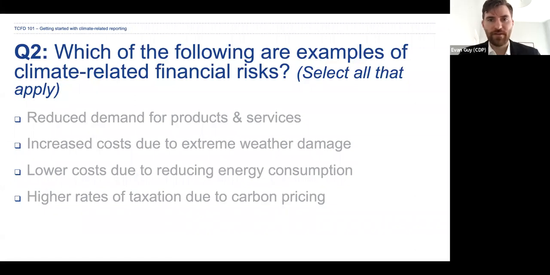And then higher rates of taxation due to carbon pricing. Most of you also got that, which is great. This is also an example of a climate transition risk. So great that you got that. A few of you did select that third one, which is lower cost due to reducing energy consumption. That's an important consideration for businesses, but it's not a risk, right? It's the inverse. It's the opposite. So we're looking at a climate-related opportunity there.